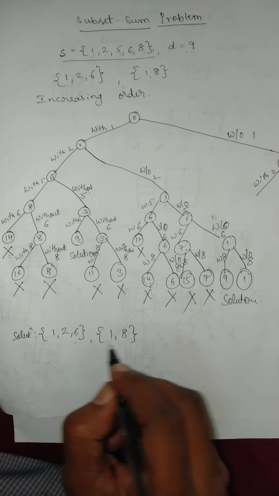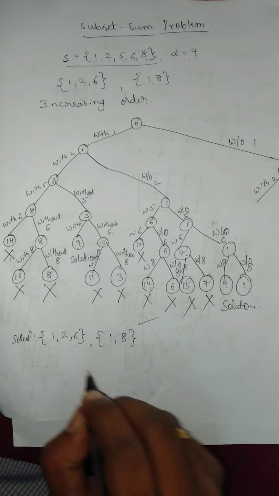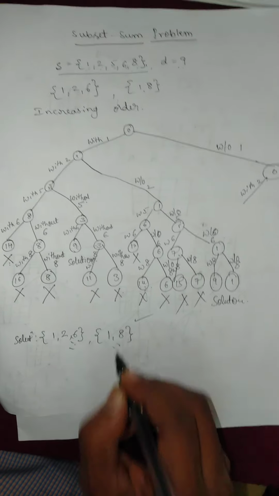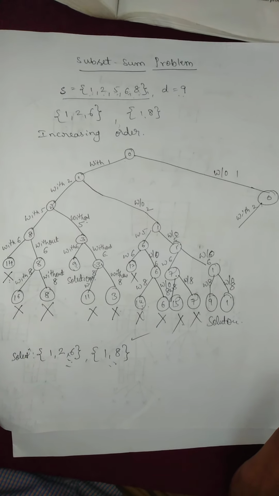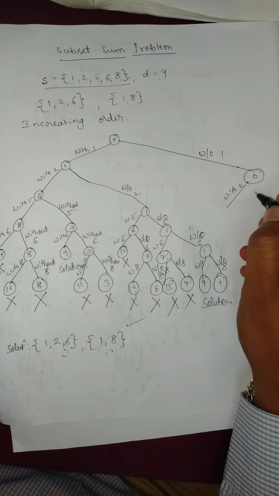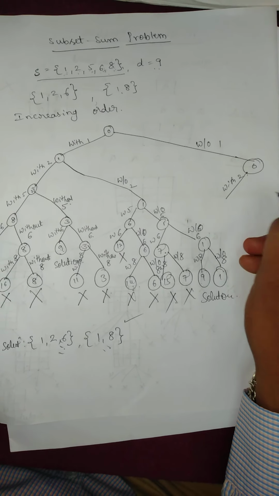So finally we get these two subsets as the answers. Okay, so this is about the subset sum problem. So continue and complete the tree of the right side.